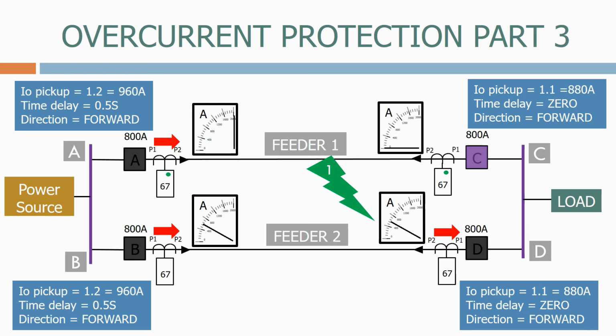This will then remove the backfeed from feeder 2, and the currents on ends B and D will now reduce below the pickup level. Feeder 2 can now carry on feeding the load. The current on end A still remains high, as it's still feeding the fault. After the time delay of 0.5 seconds, end A will now trip, clearing the fault.